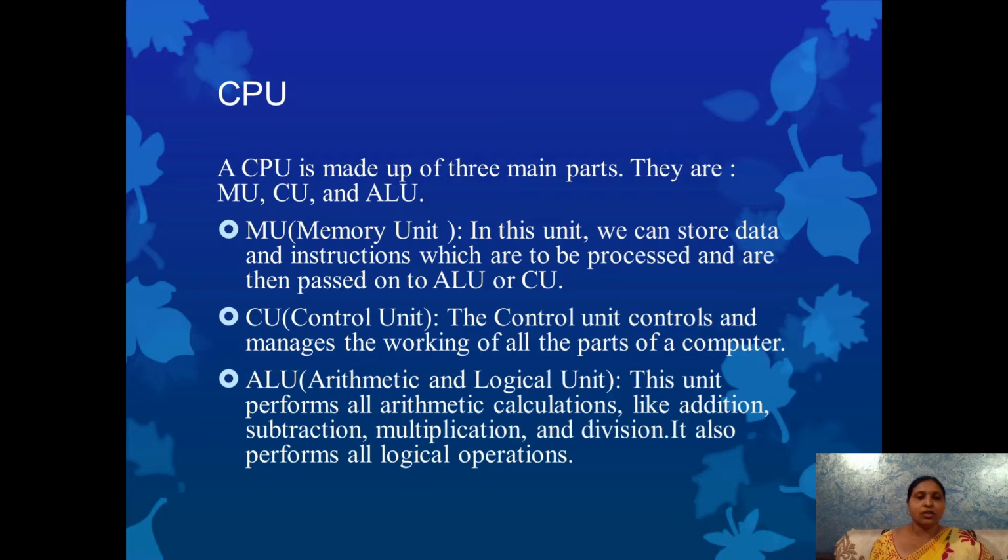What is CU? CU is control unit. The control unit controls and manages the working of all the parts of a computer. What is ALU? Arithmetic and logic unit. This unit performs all arithmetic calculations like addition, subtraction, multiplication and division. It also performs all logical operations.